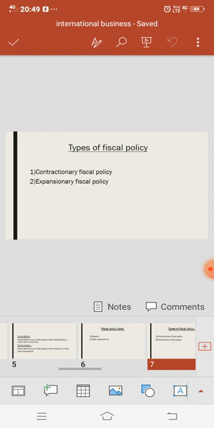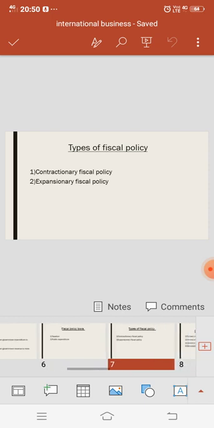Types of fiscal policy are contractionary fiscal policy and expansionary fiscal policy. Contractionary fiscal policy helps to reduce inflation in the economy. This involves reducing government expenditure or raising taxes.